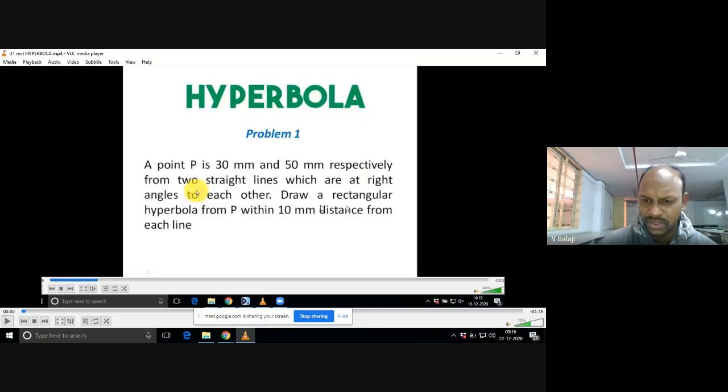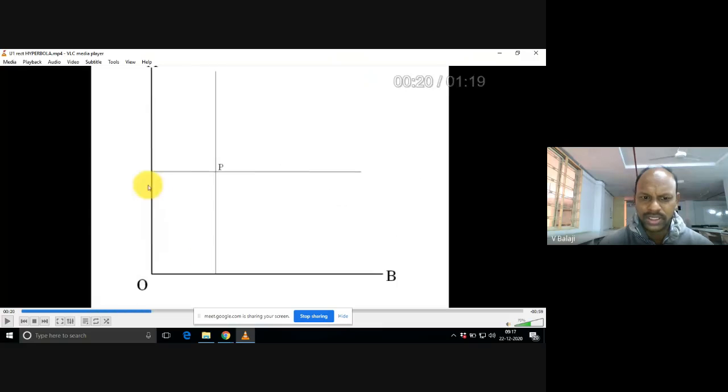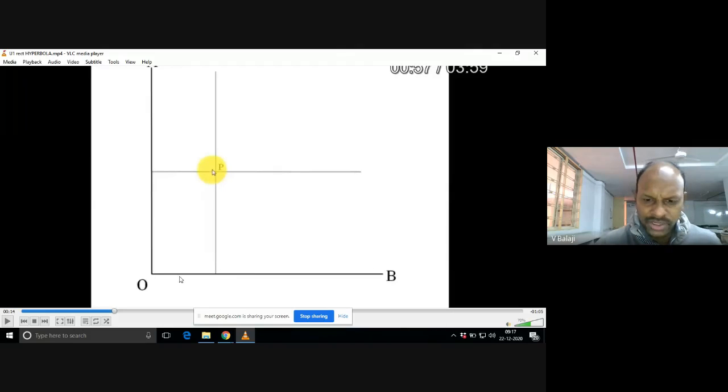For that, what you have to do is, I told you the straight lines are perpendicular to each other. First you draw two straight lines like this. Are you able to see this OB, OA? You can use a dark HB pencil, 90 degrees to each other. First you draw OB.